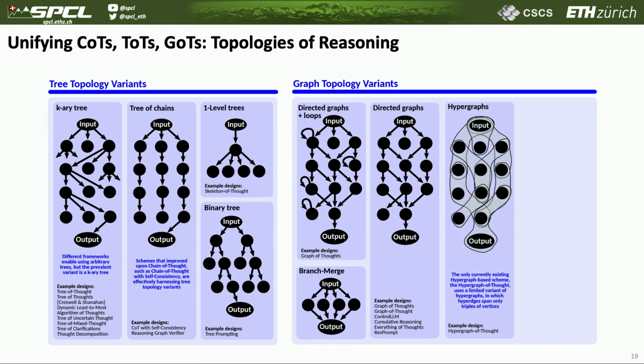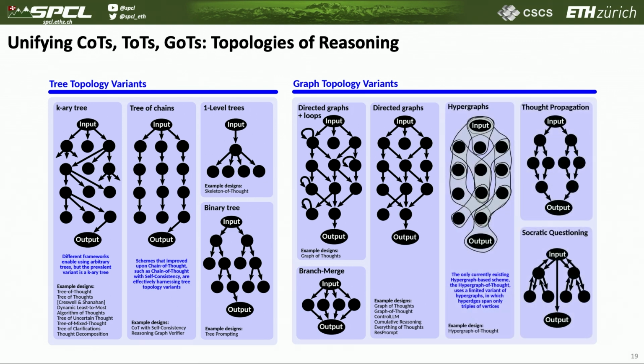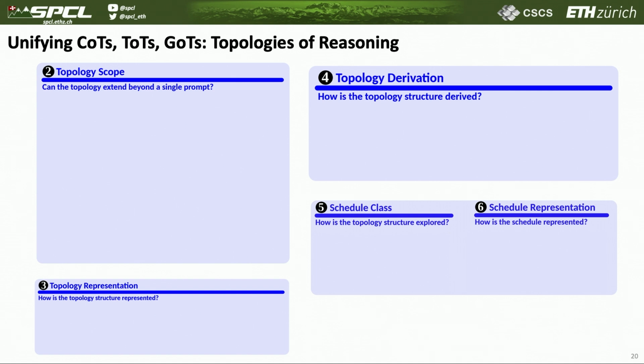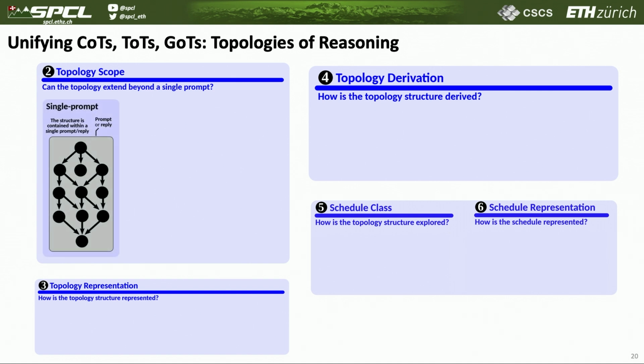Other types of directed graphs, and even hypergraphs. So there were even hypergraphs of thoughts introduced at this point, and the question was really, what is the principled way of thinking about these schemes? What is the relationship between the structure of these reasoning schemes and their efficiency for different types of tasks? And it goes even deeper, because you can think about stuff like what is the scope of the topology? Basically, what is the size of your prompt?